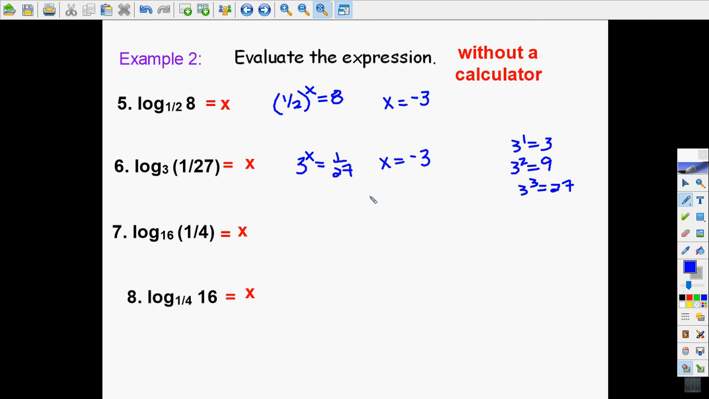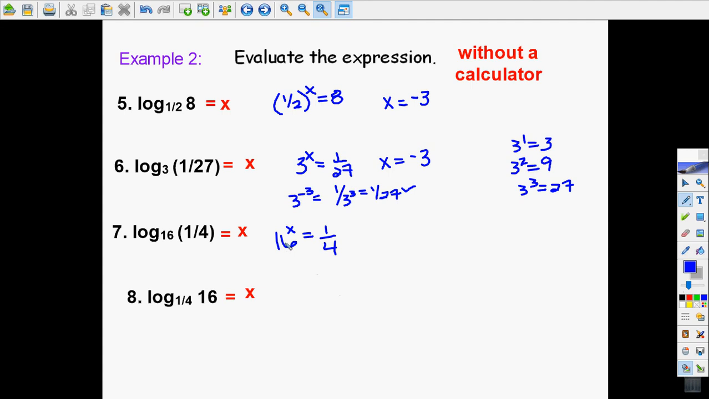And again, you can check your answer. 3 to the -3 power, right? That means 1/3 cubed, which equals 1/27. So again, we're winners. All right, so let's look at number 7. Write this on your paper. Log base 16 of 1/4, add the equals x part. The base is 16, x is our exponent, equals 1/4.